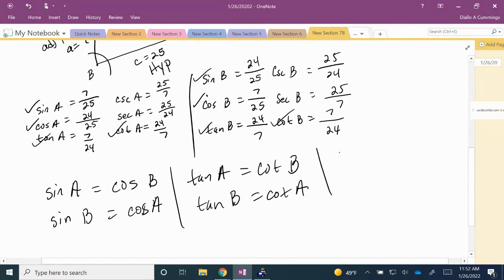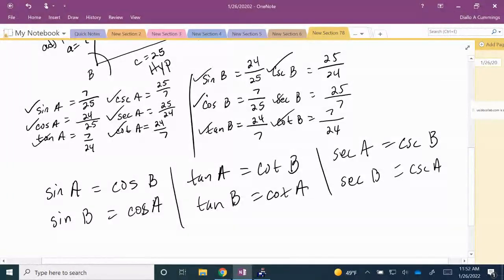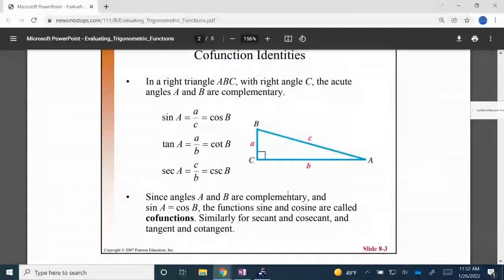And then lastly, the secant of A is equal to the cosecant of B. So the secant of A is 25 over 24. The cosecant of B is the same. Right? And then we can actually reverse. The secant of B is equal to the cosecant of A. So notice that both are 25 over 7. So this is just some proof that these formulas are valid.